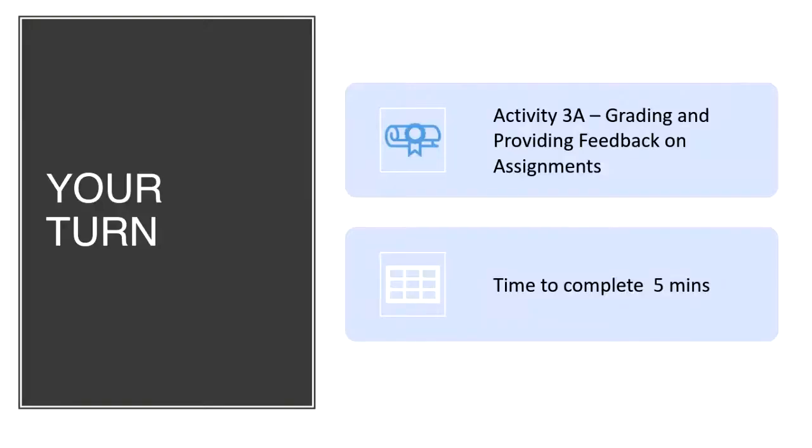If you guys can all flip to assignment 3, I'm just going to open up the slides quickly here. There we go. Okay, if you can all go to activity 3A, grading and providing feedback on assignments, we'll give you about 5 minutes to complete it. It is 2:06 right now, so you guys can come back at 2:11. That would be great. If you guys can get that done, you have about 5 minutes.